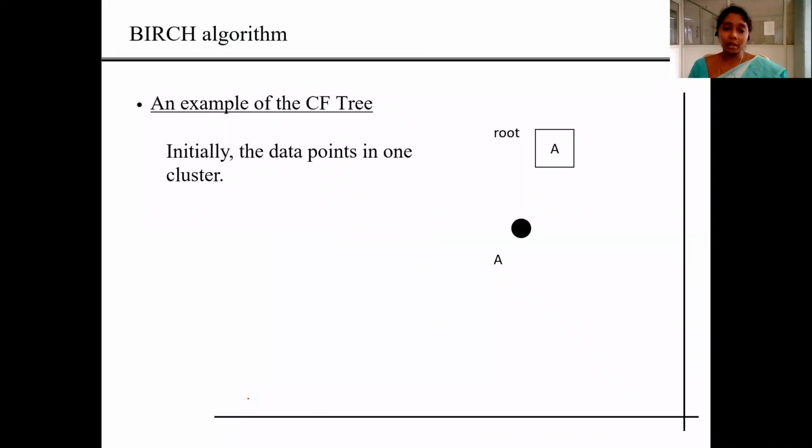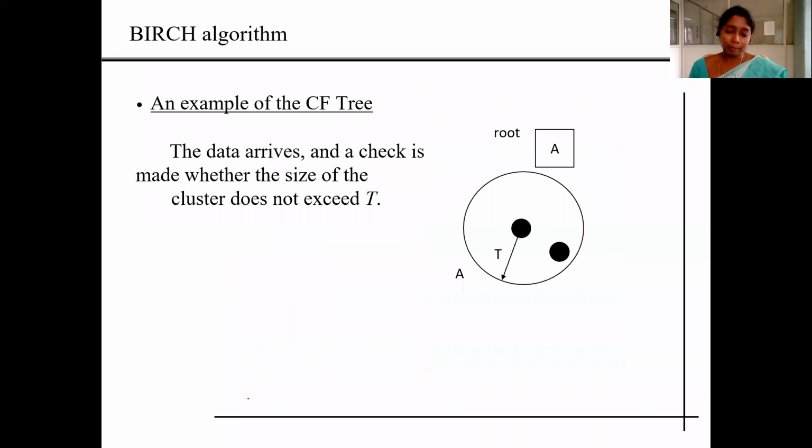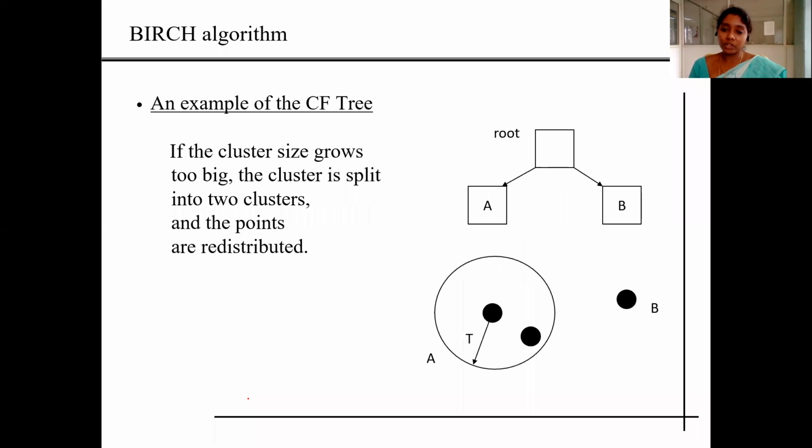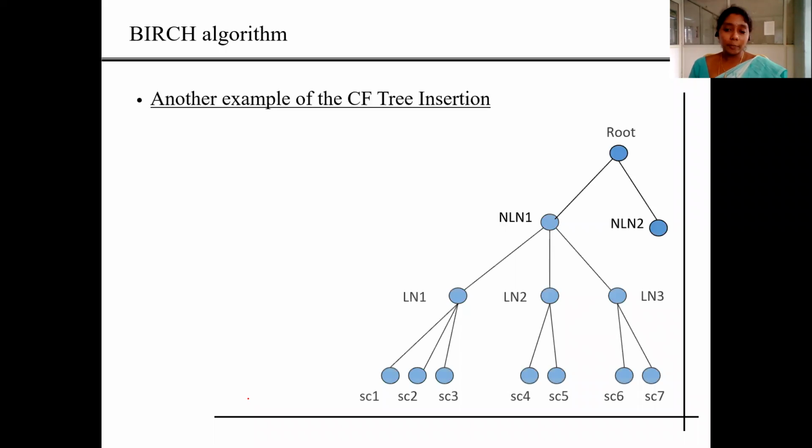And here is an example. Initially we have a single cluster. After that, as other records come in, we can add those records to the existing cluster, depending upon the threshold of that cluster. Maybe it remains a single cluster, or it is divided into two clusters. Like this, the CF tree is constructed and grown. For the sake of understanding, here is another example of the construction of the CF tree and the insertion of a new element into the CF tree.